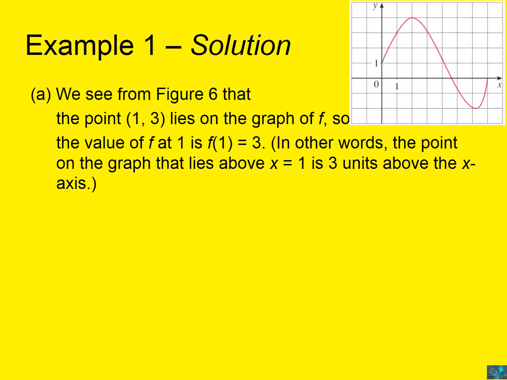Okay, so part A, what is f of 1 and what is f of 5, I believe the other one was. We see that the point (1, 3) lies on the graph of f. And we ask, what is y when x is 1? Well, when x is 1, y is 3. So the value of f at 1 is f of 1 equals 3. So that's the first answer right there.